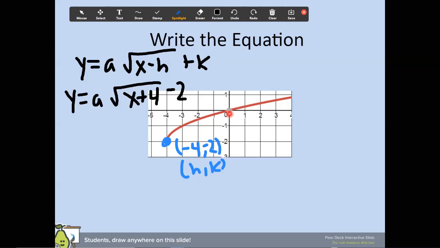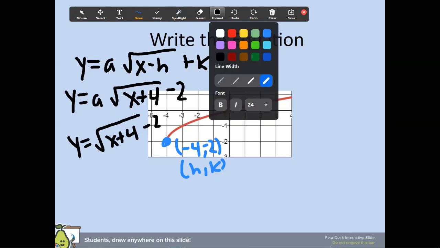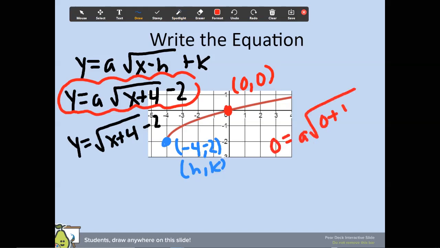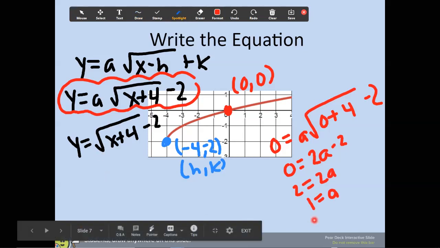So my a is 1. I'm not changing it. I'm not having it go higher than it should be. So this is going to be just plain old y equals the square root of (x plus 4) minus 2. Again, if you don't feel comfortable thinking of it that way, take the point, and this point is 0, 0, and put it into this equation for your x and y, and I get 0 is equal to a times the square root of (0 plus 4) minus 2. So I get underneath the square root of 4, and the square root of 4 is 2, so I get 2a minus 2. I add my 2, I divide by 2, and I get my a is 1, which again is what I got over here. Think of it either way, whichever way works for you.